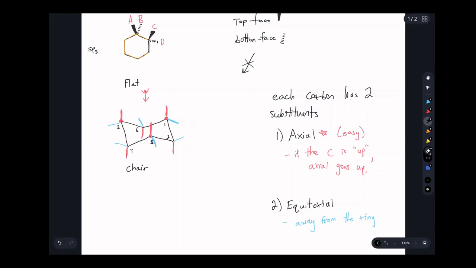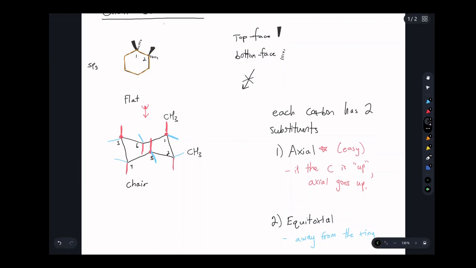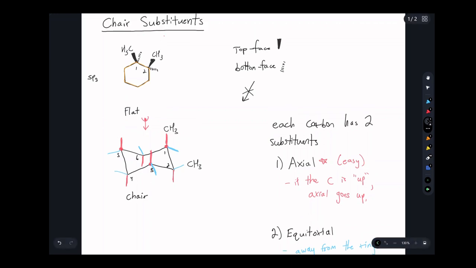Now, imagine we had a methyl group. So let's look at this molecule here. We'll look at carbon 1 and carbon 2. If carbon 1 had a methyl group going up, that would be axial. Carbon 2 would have a methyl group going up. That would be equatorial, since its axial position is going down. Now, how would that look on the flat projection? Well, we would see this methyl group going upwards towards our eye there from the top view, so we would put that on the wedge. Carbon 2 would also be on the wedge. So that is how we can handle the chair substituents there.